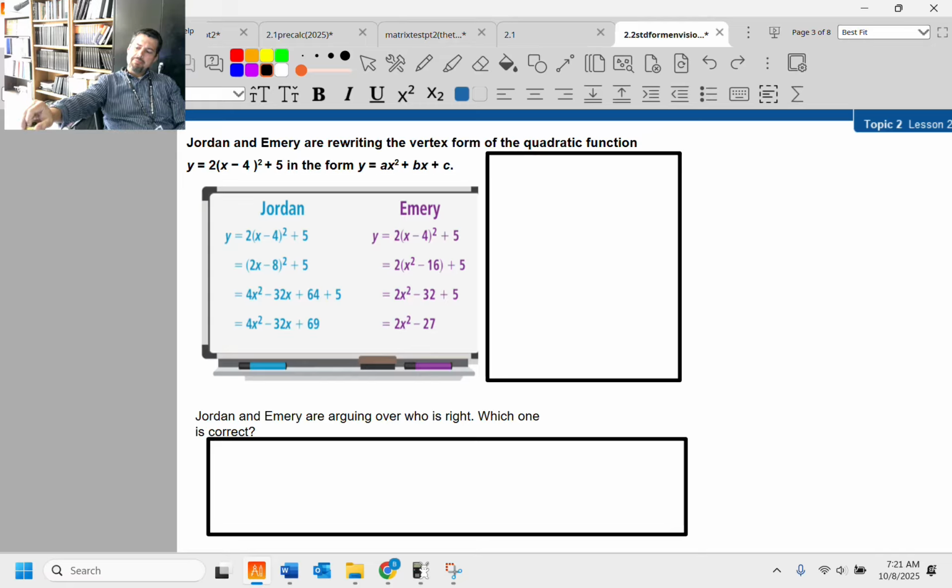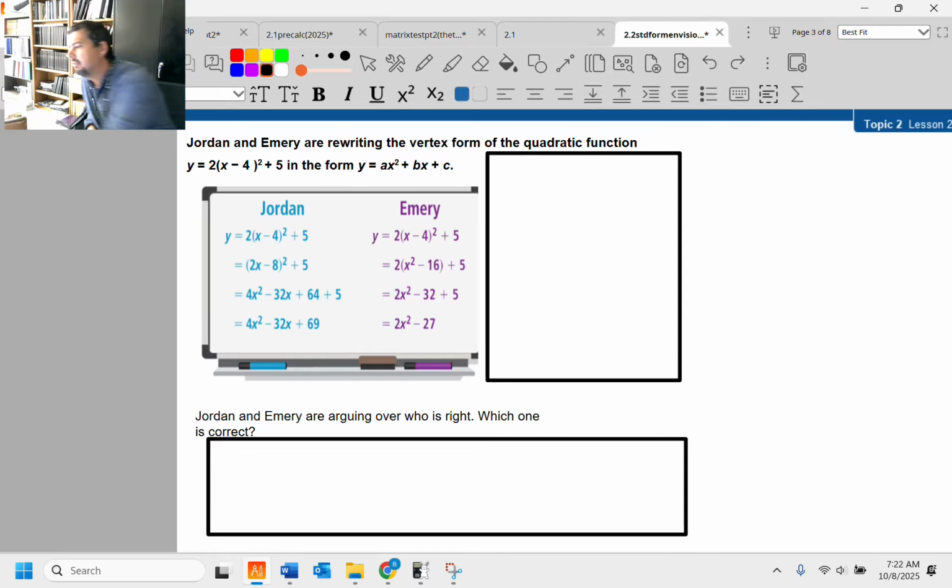And usually what happens in class is about half the kids pick Jordan, about half the kids pick Emery, and only a handful actually get it right. They're both wrong. They're both 100% wrong.